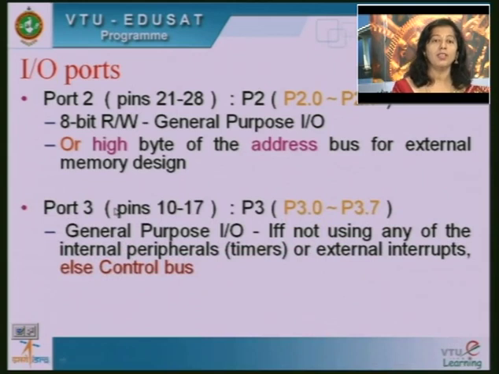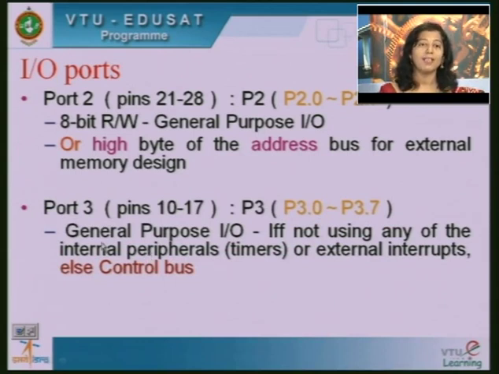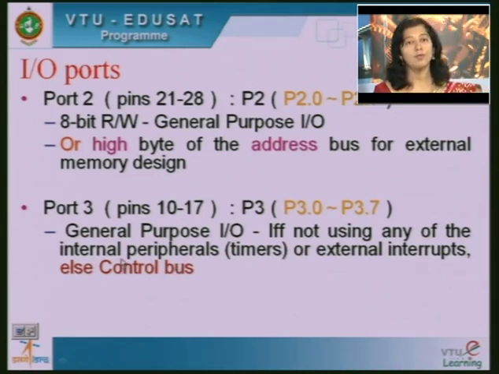Next comes port 3. Port 3 is also used for general purpose input output in normal operation, but when we interface peripherals, then some control signals are multiplexed with this. I hope all of you know what is multiplexing. Multiplexing means sending multiple signals over a common line at different instants of time. So, during time 1, I will send address. During time 2, I will send data.